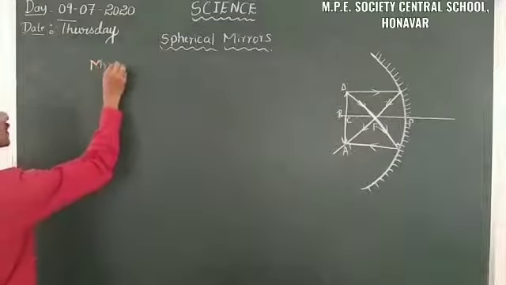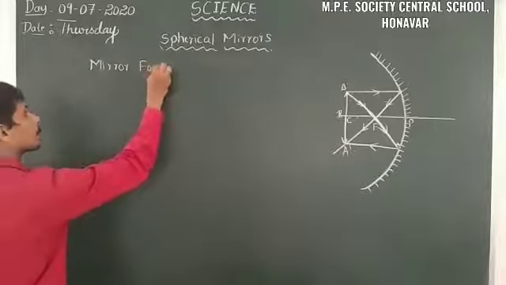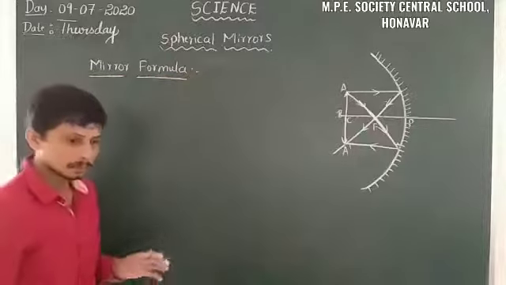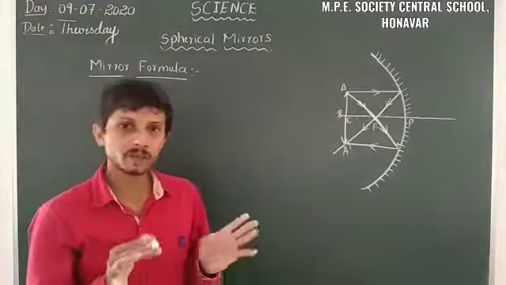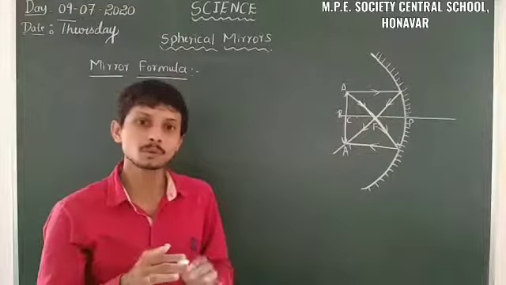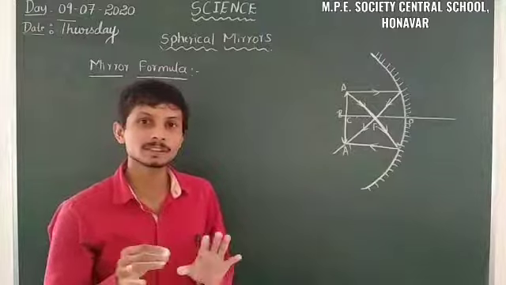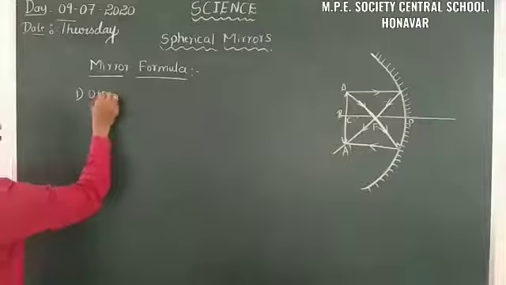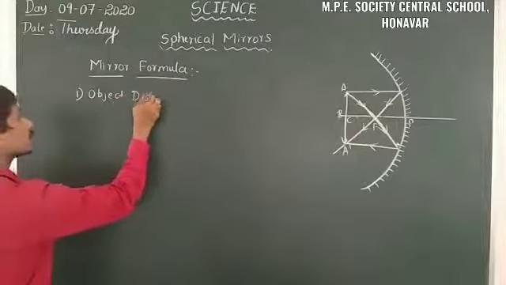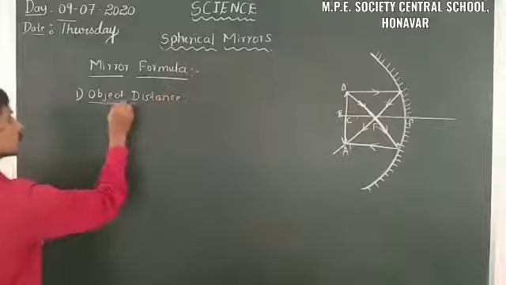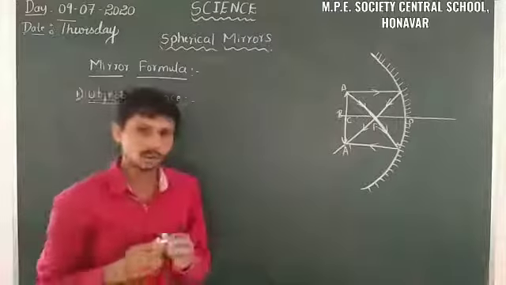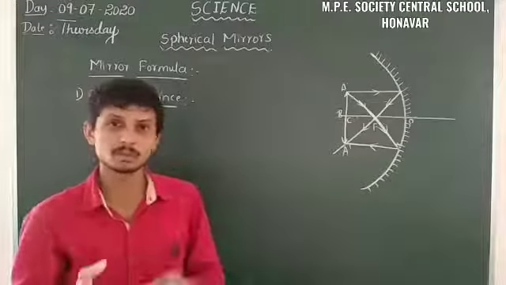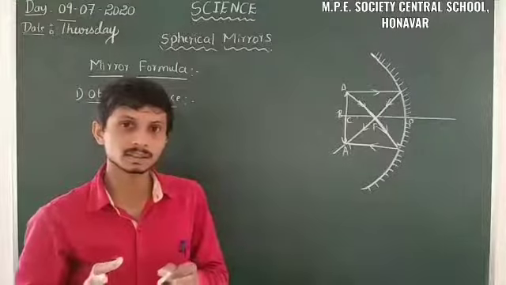In this class we have to discuss the mirror formula. Because I am introducing the mirror formula, we have to know some terminologies. Firstly, I will introduce object distance. In object distance, we already know that all the measurements are taken from the pole of the mirror. We already learnt that in the sign convention, so keep it in mind.